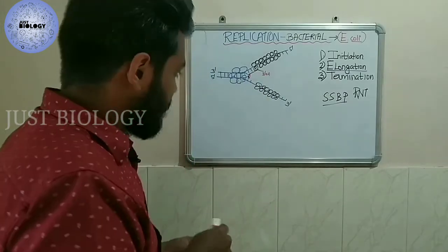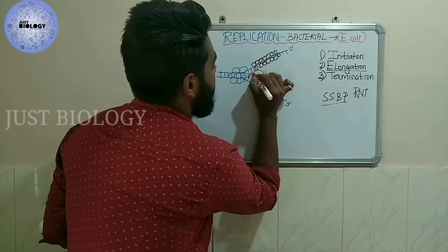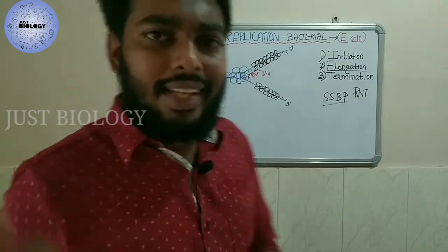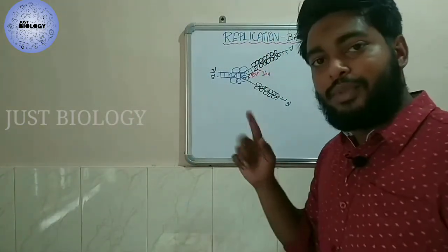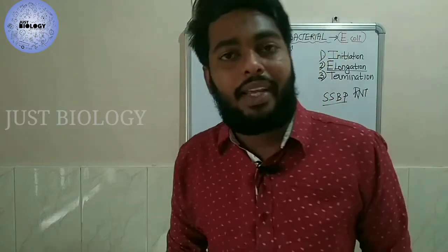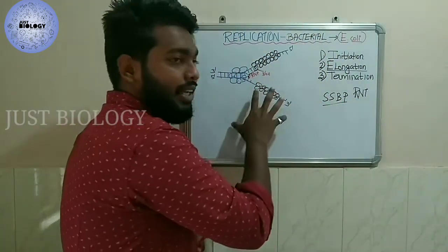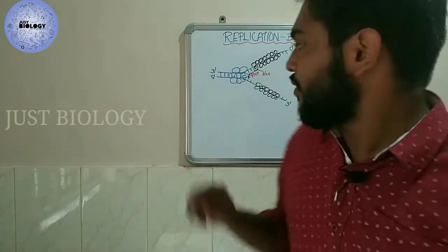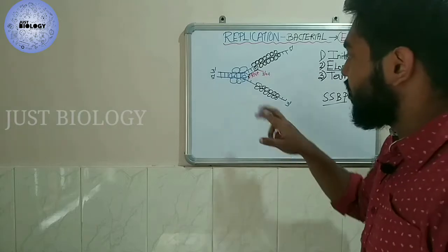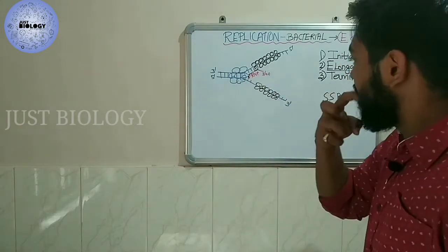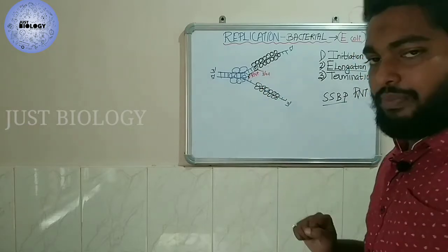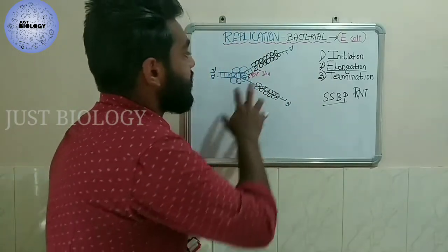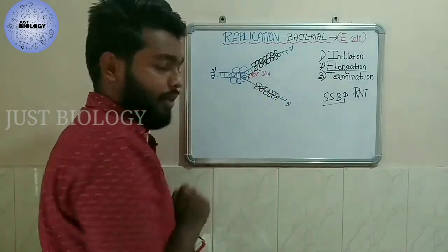So this is the RNA primer. And the question is, why do they need an RNA primer? Because they cannot replicate DNA with a DNA primer. They cannot start the function with a DNA primer, because the DNA primer will not provide the 3' OH group, the 3' hydroxyl group. It should provide a 3' OH group. That's why the system itself selects the RNA primer.